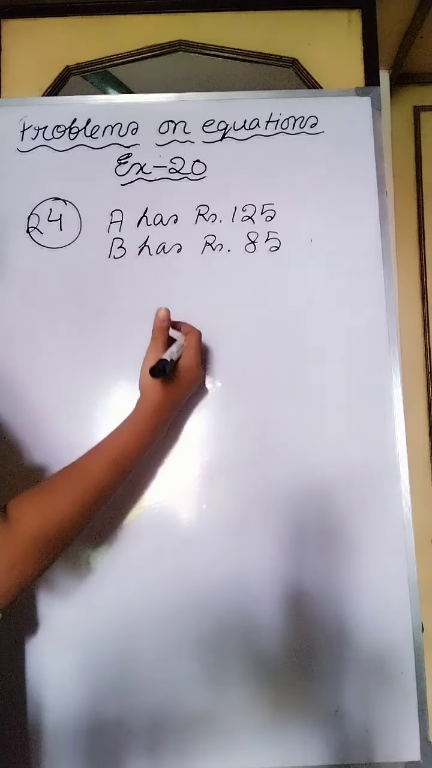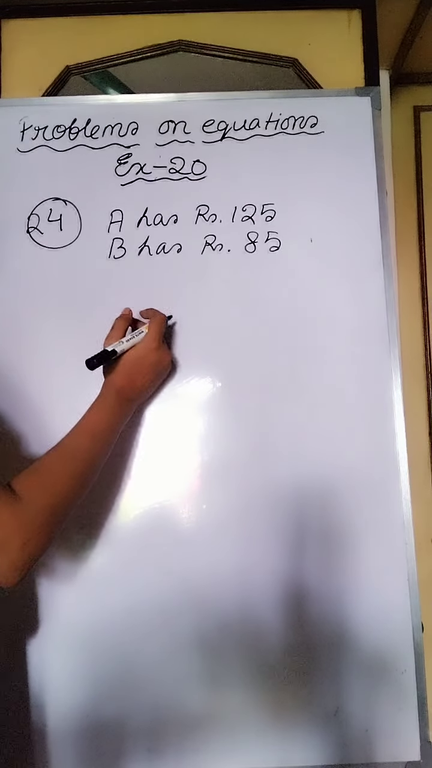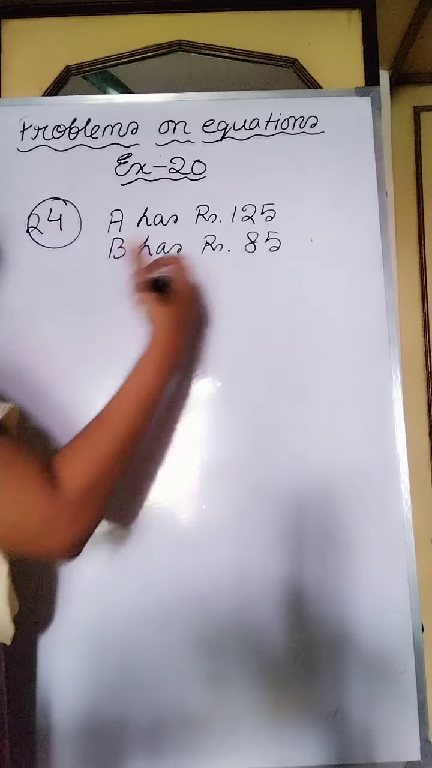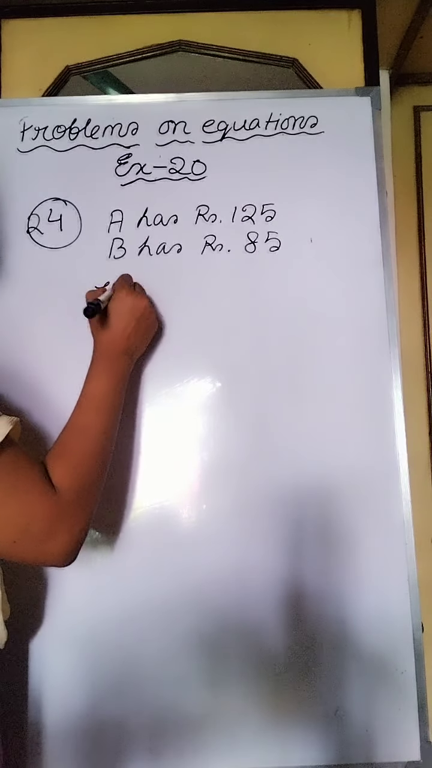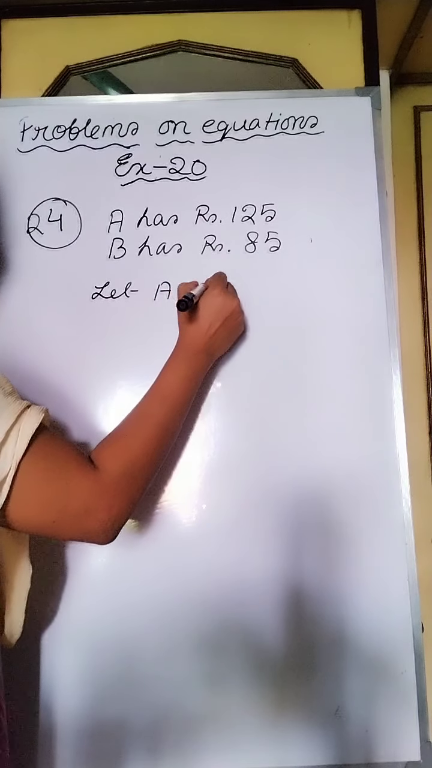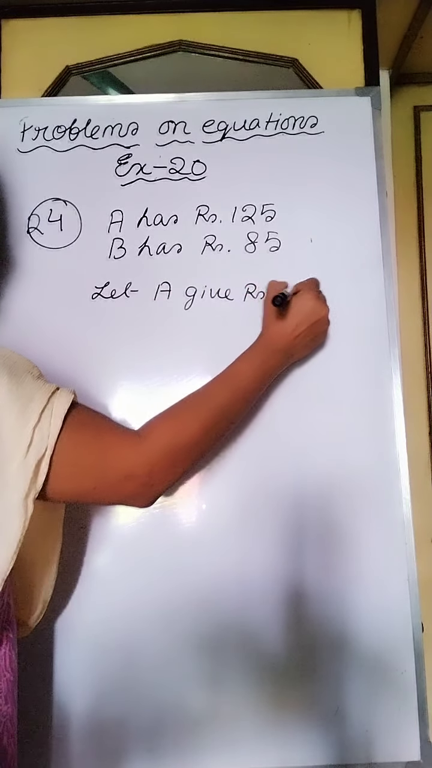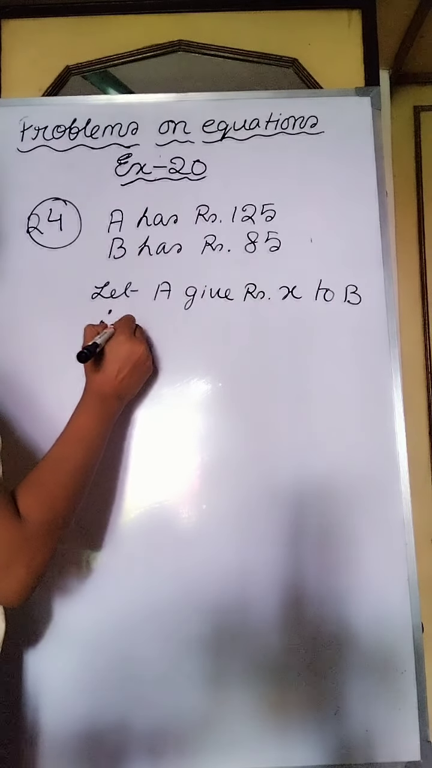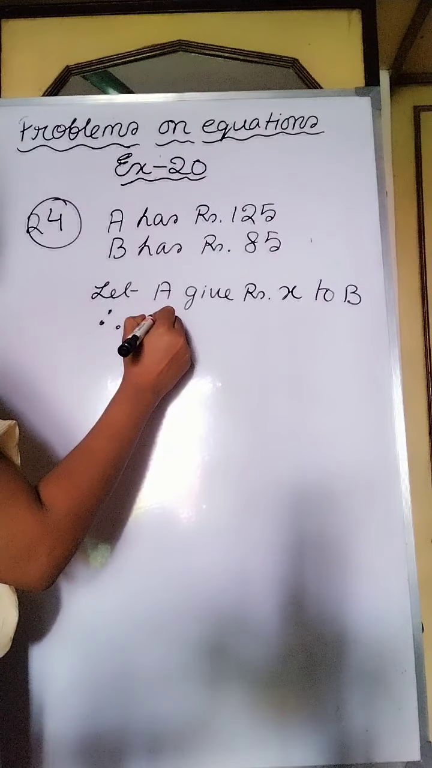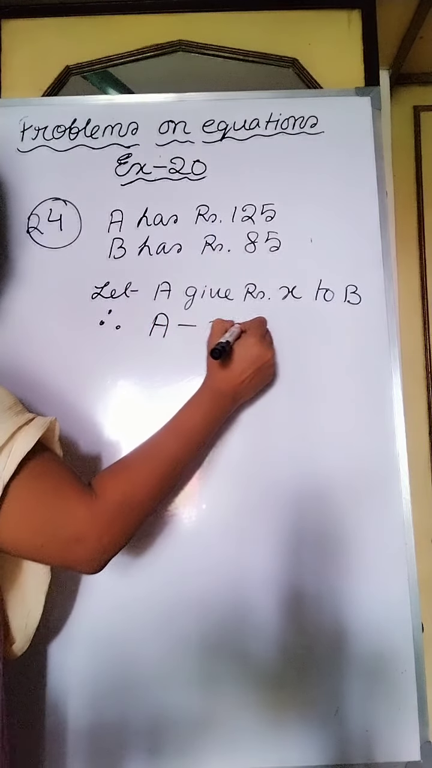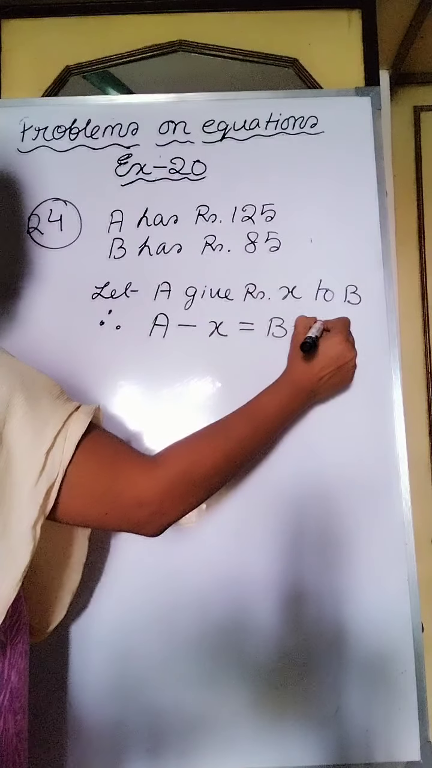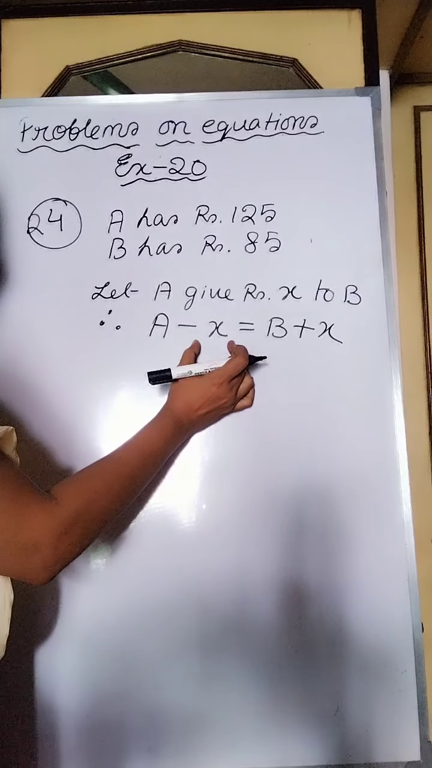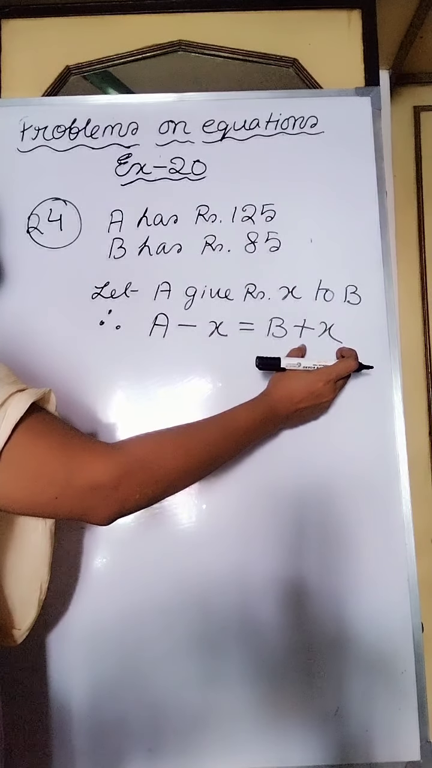Now A gives some money to B. A is transferring some money to B. That means whatever money A is losing, B is gaining that money. Let A give rupees X to B. Therefore, A's money minus rupees X is equal to B's money plus rupees X, because whatever A is losing, B is gaining. A is giving whatever, B is getting that money only.